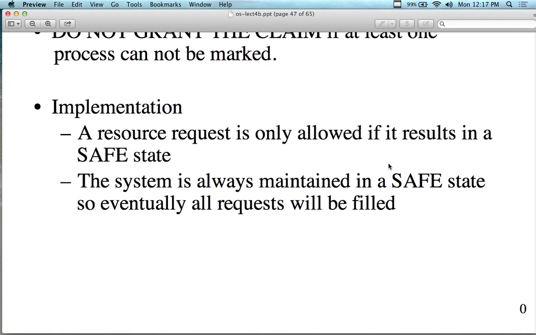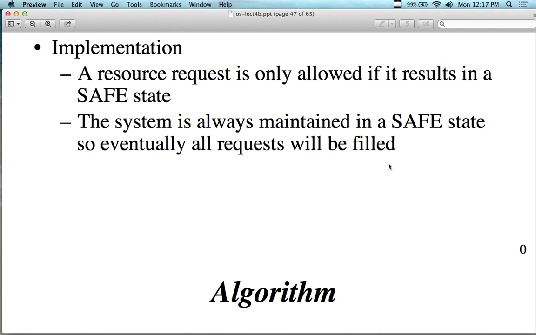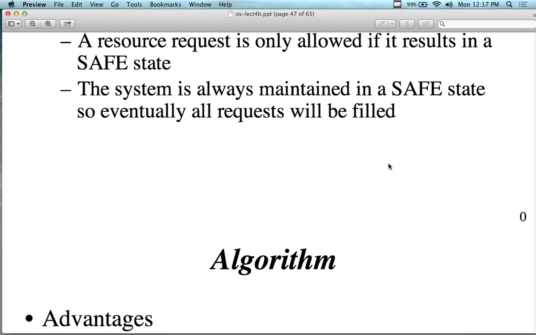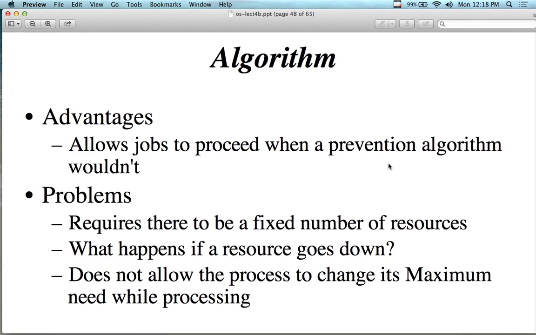So the system is always maintained in a safe state, so you have a positive balance, and so eventually all requests will be filled. It's the order that you're interested in. So banker's algorithm works with the order of the processes, and it's a priority-based algorithm, which is what we do when we pay bills, is priority-based. If this one's not due for another 2 months, you're probably not going to pay it right now. You're going to wait, because eventually you're going to have to pay it, but you've got the resources to accumulate by then. Advantages: it allows the jobs to proceed when a prevention algorithm wouldn't.